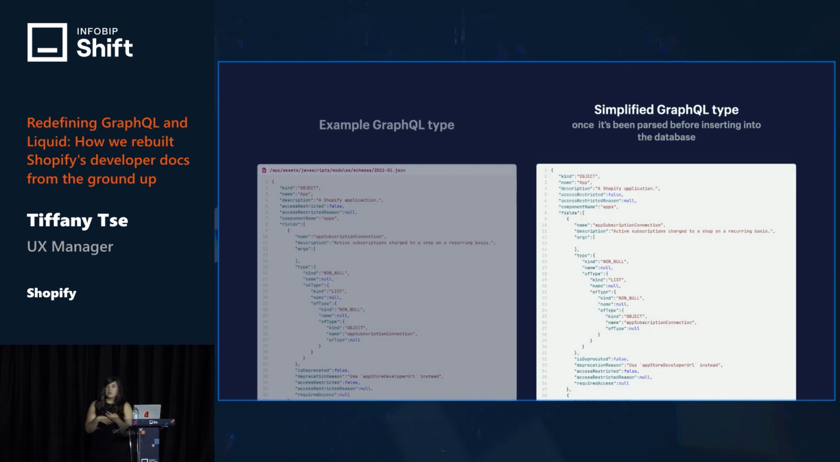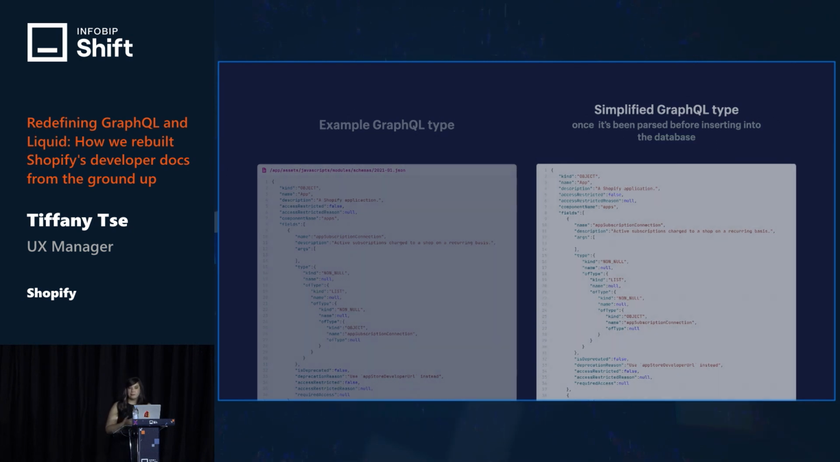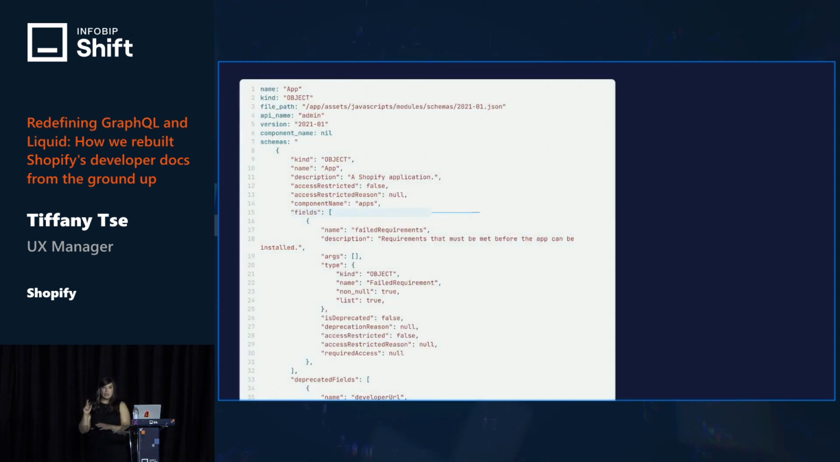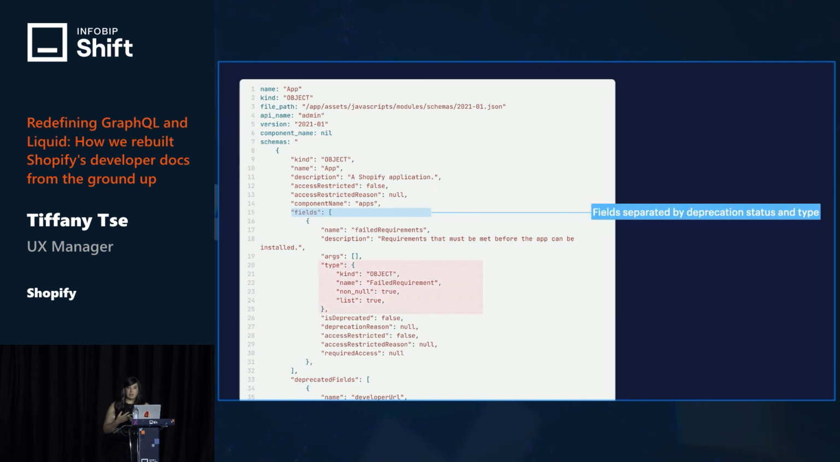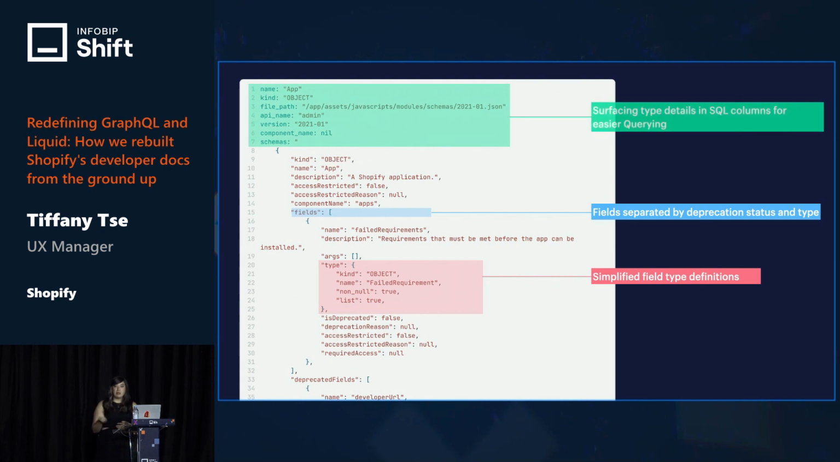And so what we did was build a parser. We would parse the schema as it exists, simplify the GraphQL type before inserting it into a database to be then queried for our reference documentation. We would surface the details and SQL columns for easier querying later on by the front end of our app. So if you look closely, we've simplified the field type definitions so that they contain relevant information at the right level and can be referenced later.